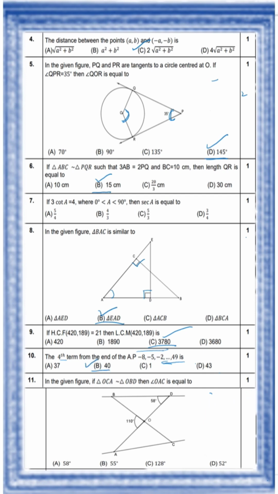In the next question, in the given figure, if triangle OCA is similar to triangle OBD, OCA, OBD, C corresponds to B, O corresponds to O, then angle OAC, this angle. So the corresponding angle is this one. This is 58. It has already been given. So option A, 58, is correct.